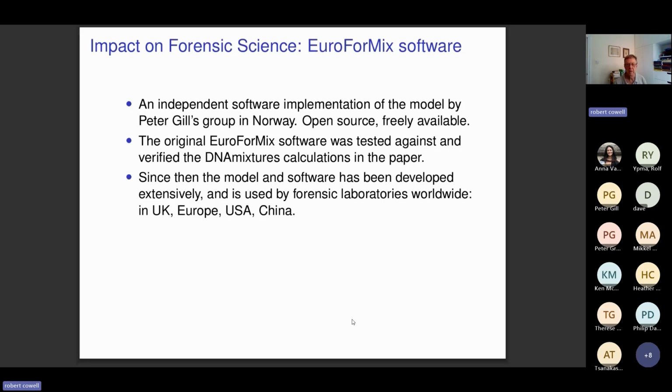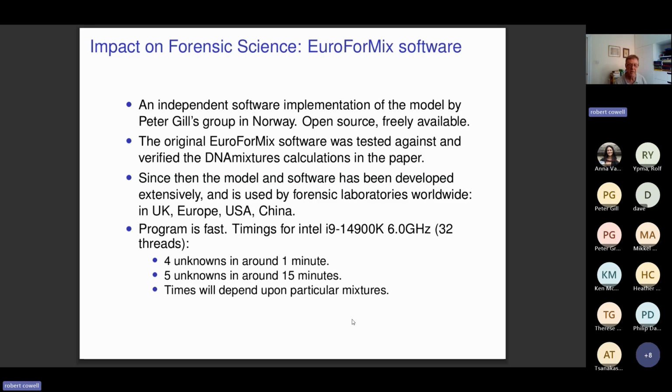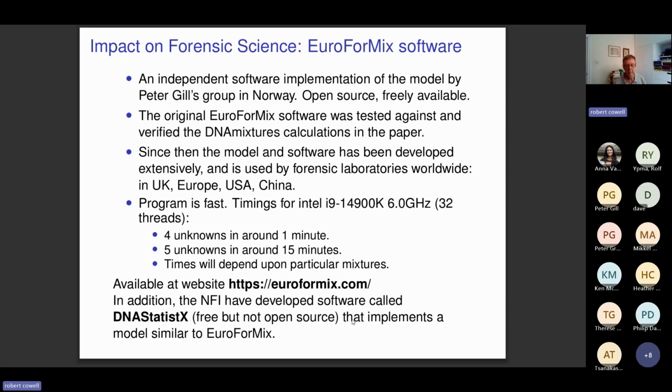Since then, the Euroformics model has been extensively developed and is used worldwide in forensic laboratories. And I've seen a recent paper where validation studies are being carried out in Brazil for its use there. It's fast. I didn't realize how fast it was nowadays. Peter Gill sent me some timings. For 4 unknowns, it takes about a minute. And for 5 unknowns, about 15 minutes. Timings all depend on particular mixtures, how nice they are in some ways. You can download and see all the extensions on this web page. There's also another package developed by the NFI, which implements a model similar to Euroformics, and I understand the 2 groups cooperate to check each other's software, to see that they give the same answers on the same sort of problems.